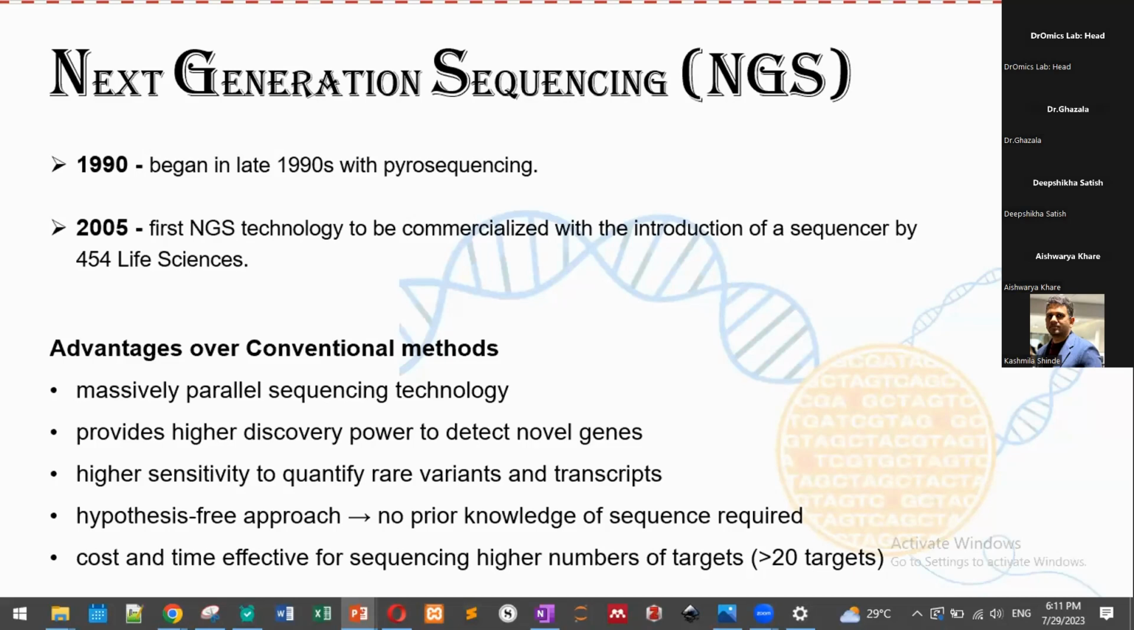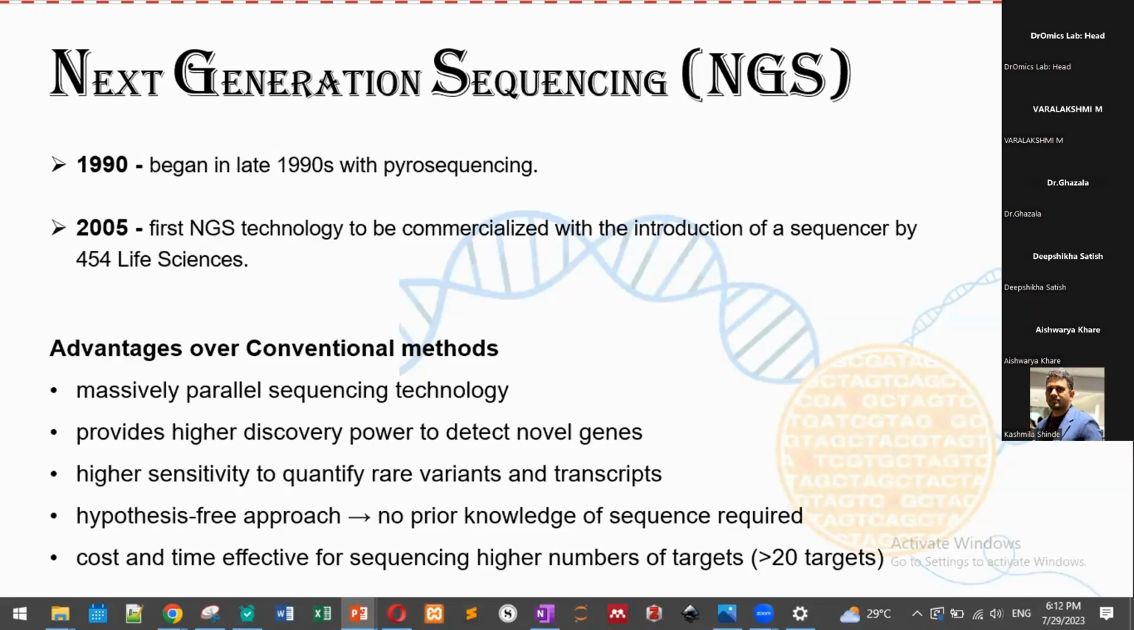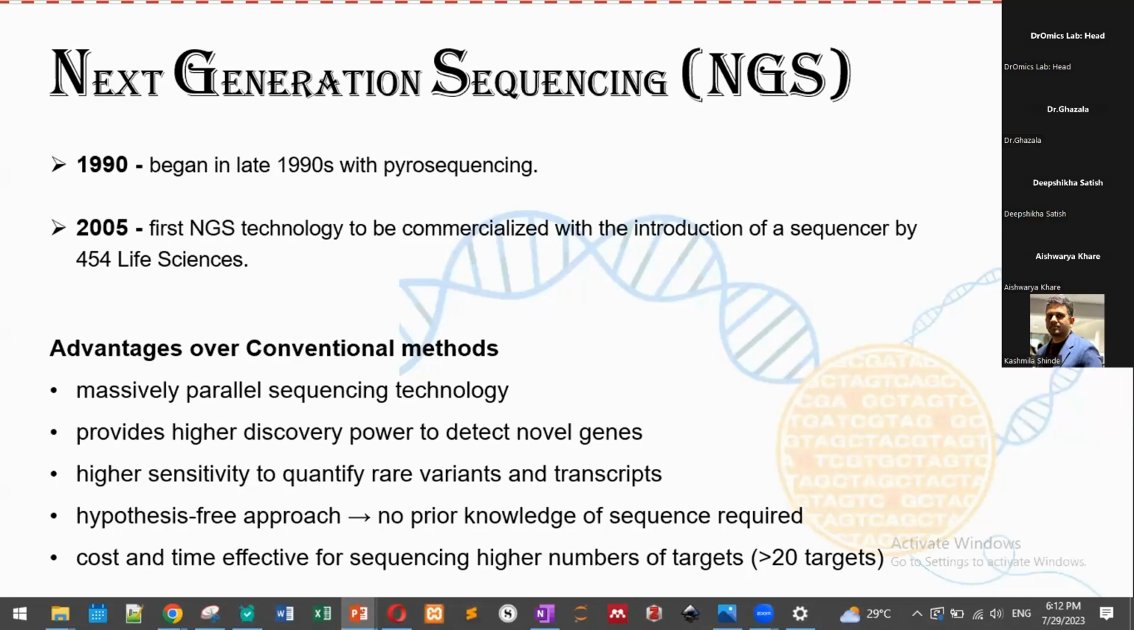Second, it provides higher discovery power to detect novel genes. Even if we don't have the reference, even if we don't know the existing sequences, how normally the sequences are in the human body, it still has the potential to identify novel genes, new genes which are not yet known. The third is that it has higher sensitivity to quantify rare variants and transcripts.